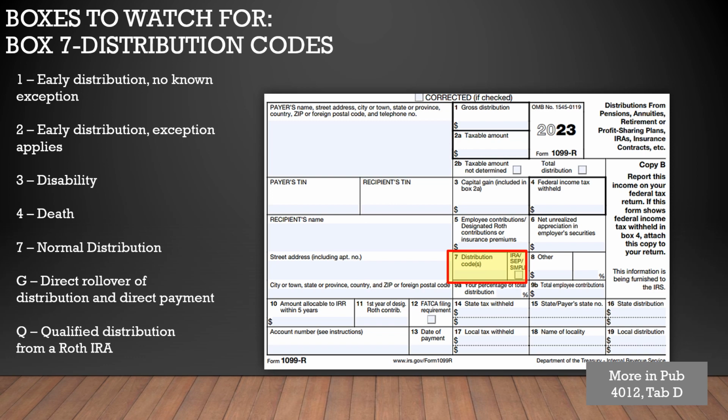So you might have a code 1 for an early distribution with no known exception. And this is important because if that's the code, we're probably looking at not just having this be included in taxable income, but also an extra 10% penalty unless we can talk with our client and find that they did indeed have an exception that we can then report on the return. Code 2 is an early distribution where there is a known exception that applies. Usually they would have reported this to the trustee or the organization that is reporting this distribution.